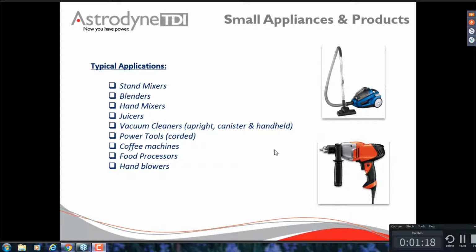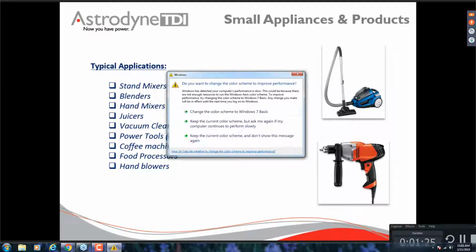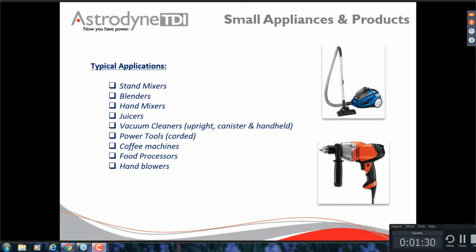So what are some of the small appliances and products that we can go out there and target and win for our business in your territory? Some of them are stand mixers, blenders, hand mixers, juicers, power tools, food processors, vacuum cleaners. For vacuum cleaners, we're typically talking about anywhere from upright, canister, or even small handheld. Something to note here is most of these products require motors, and therefore the need for EMI filters.